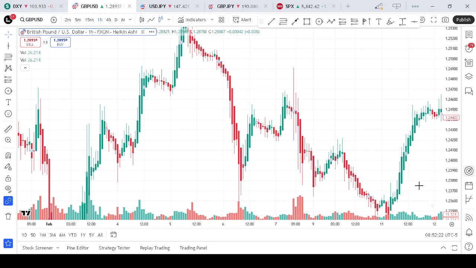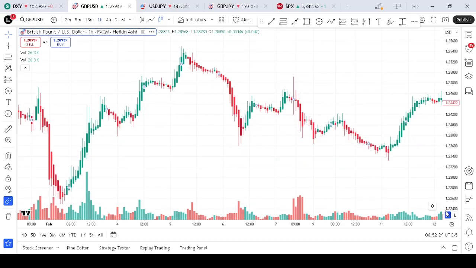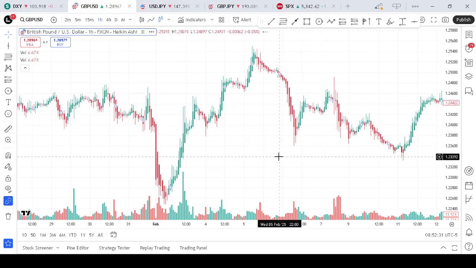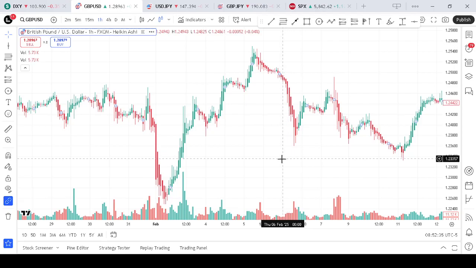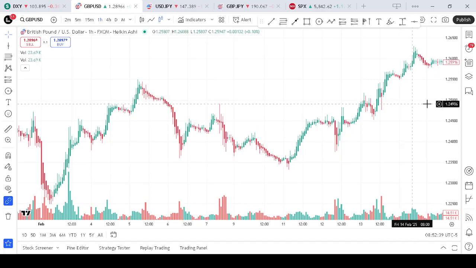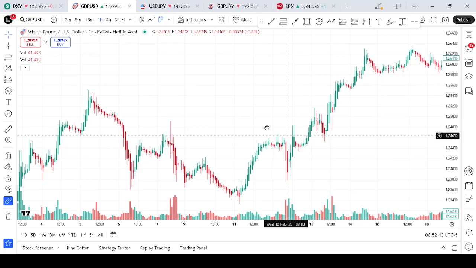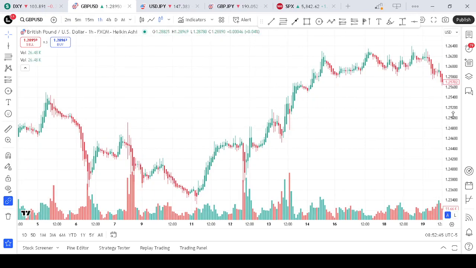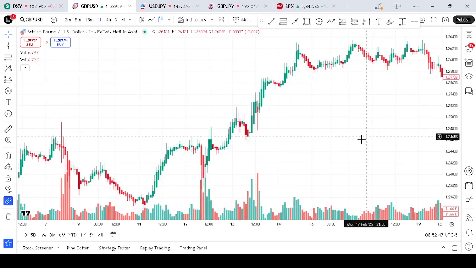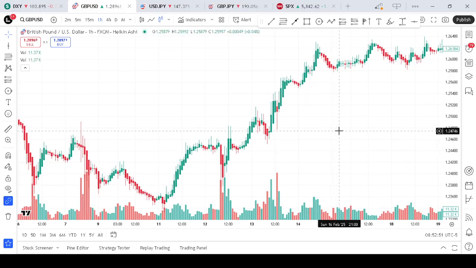So let's see how we can implement the Heiken Ashi Scalping Strategy. To implement the Heiken Ashi Scalping Strategy, it involves several key steps that could help you make informed trading decisions. This strategy focuses on identifying entry and exit points based on the signal provided by the Heiken Ashi candlestick.